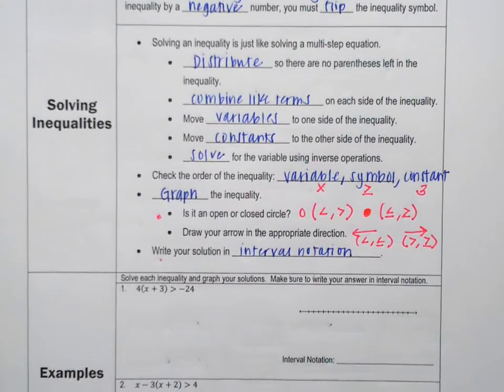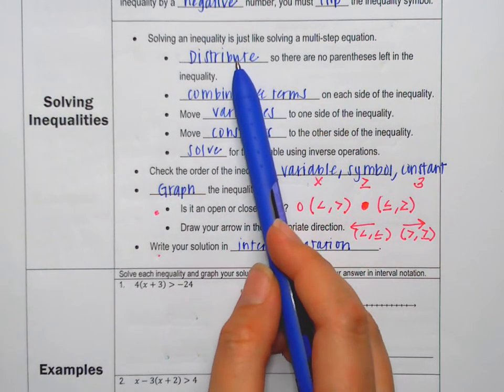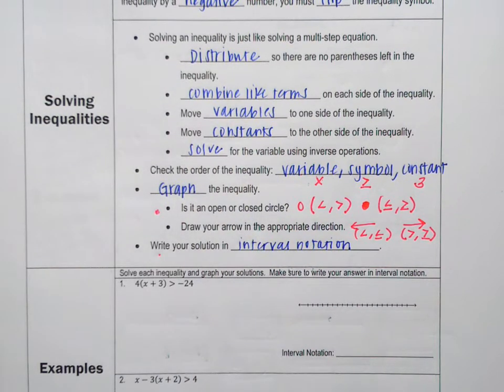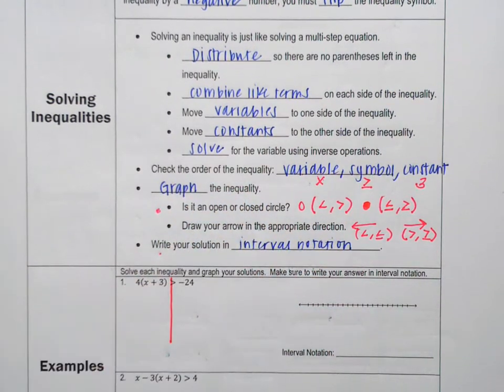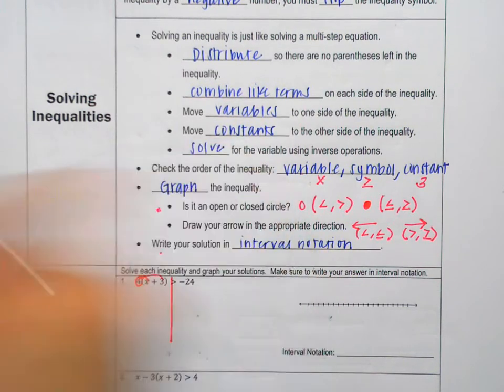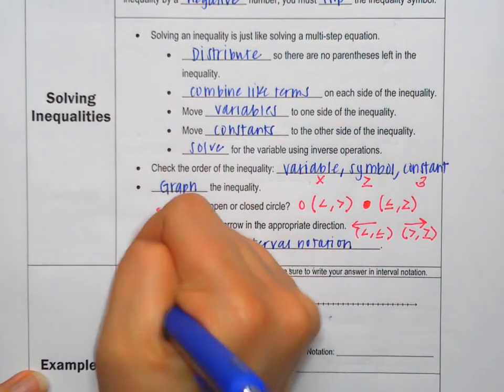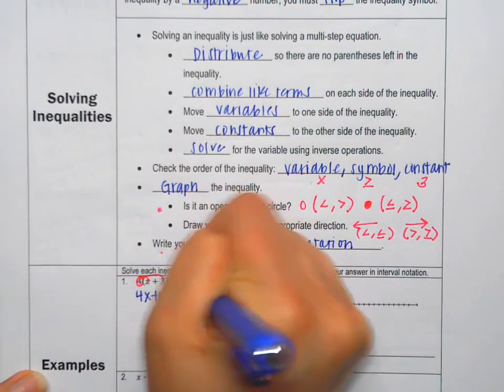Okay, let's do our first example. First step, I'm just going to follow my steps up here. My first step is to distribute. There are no parentheses in the inequality. Now, just like I did with a multi-step equation, in a multi-step inequality, you can draw the line down where the inequality is too. If that helps you, then do that. First thing I'm going to do is distribute my 4 to x and 3. So that becomes 4x plus 12 is greater than negative 24.